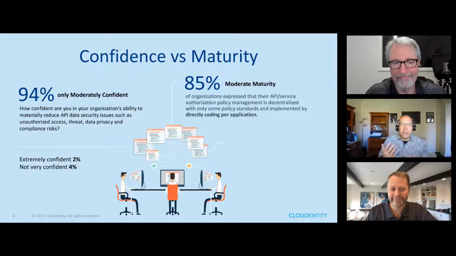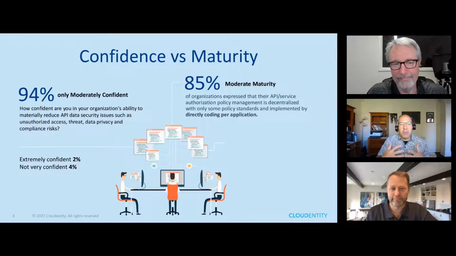I think the people in the middle that are saying, yeah, I'm moderately confident that we're going to be able to address this issue, to me, that's a little bit of saying, well, I'm moderately confident my wife's going to go shopping and not spend any of my money. That's not going to happen, right?